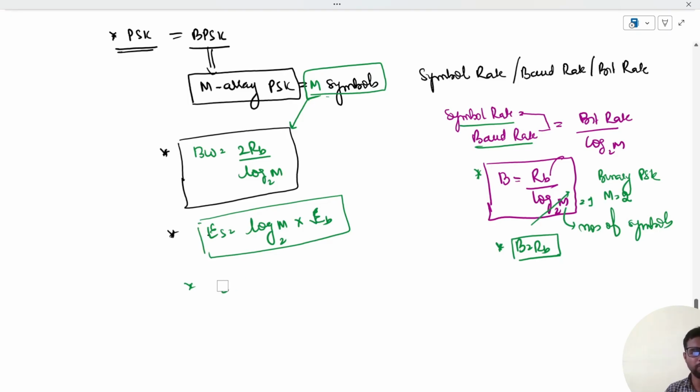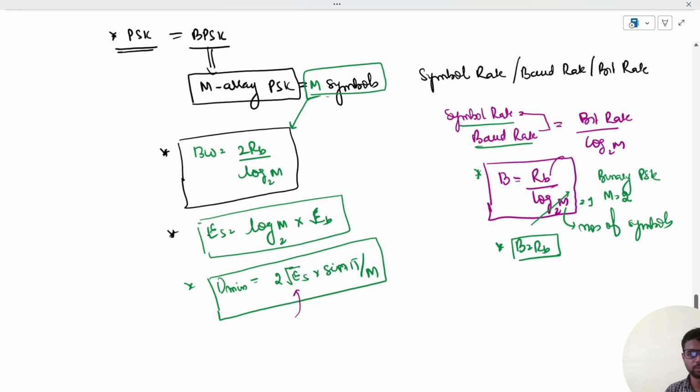So what is D minimum? D minimum is nothing but 2 root over ES into sine pi by M. Very important formula, remember this. So why here we are having ES? Just remember, this is ES, not EB.